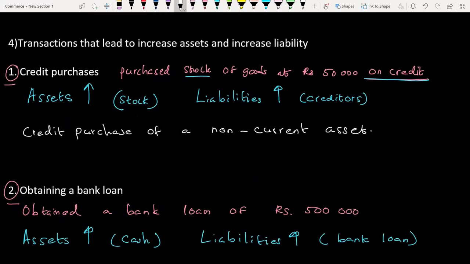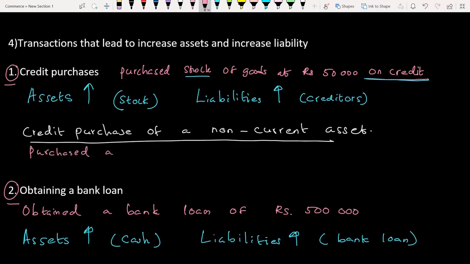Now for this situation, we can even take this transaction. Not only credit purchase of stock, we can take credit purchase of a non-current asset. Say for example, purchased a machine, let's say at rupees 100,000 on credit.